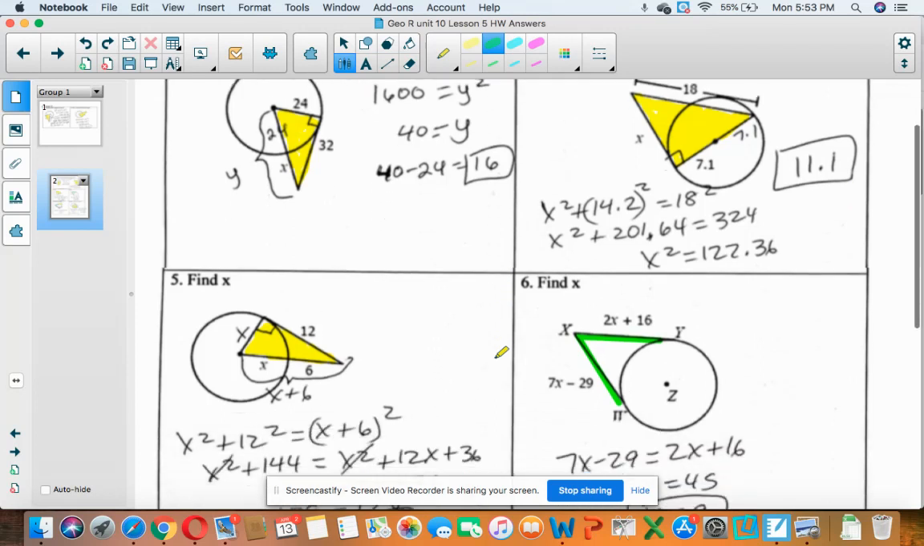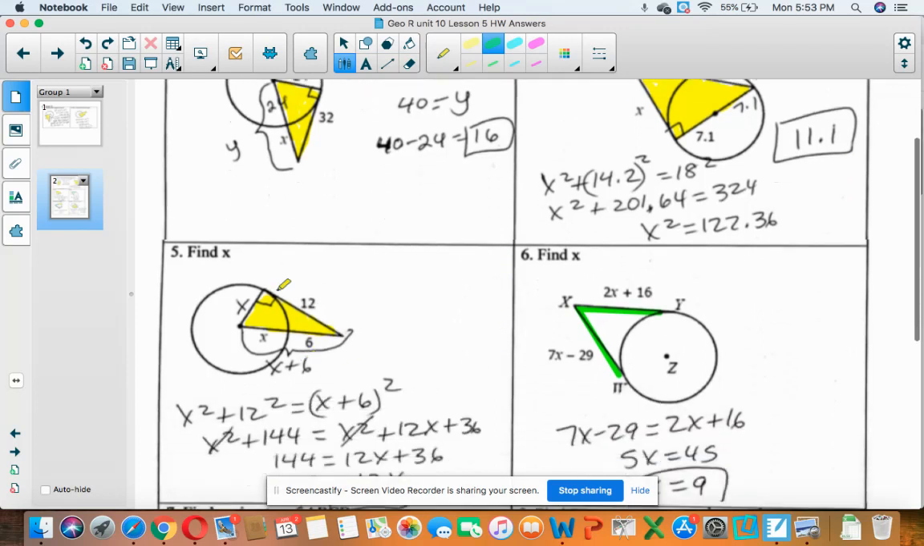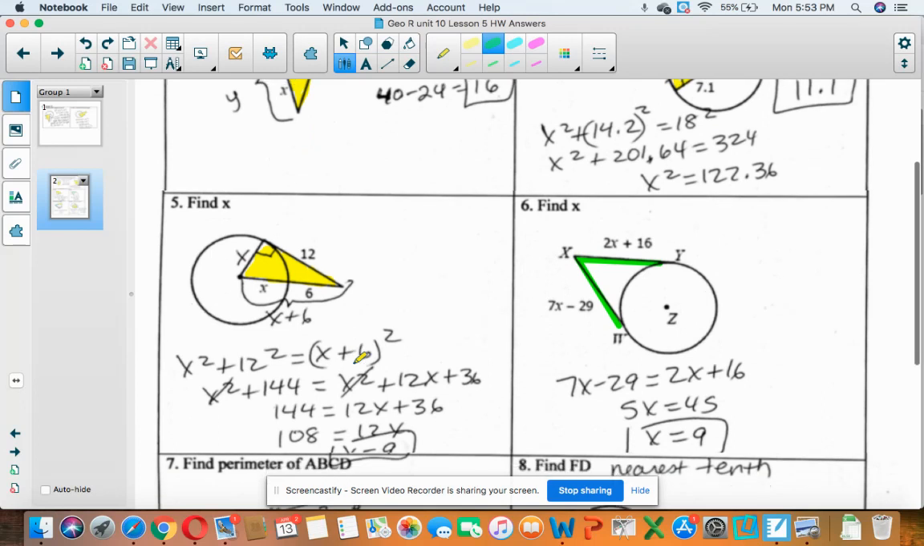5 is another tangent and a radius, so therefore this is a right angle right here, and this one is similar to question 4, but I did do it the longer way just so you can see. So if this is x, this is also a radius, x. The whole hypotenuse is x plus 6. So look what happens. You have x squared plus 12 squared equals x plus 6 squared.